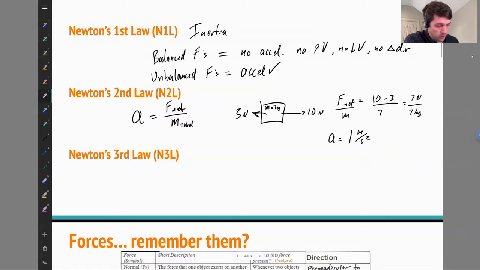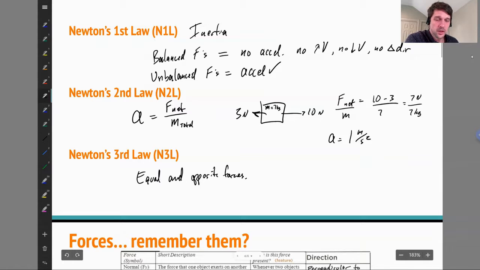So the greater the net force is, the greater the unbalanced force is, the quicker it will accelerate, speed up, slow down, change direction. And the greater the mass is, the more inertia there is, the more that change will be resisted. And Newton's third law is the equal and opposite forces law.